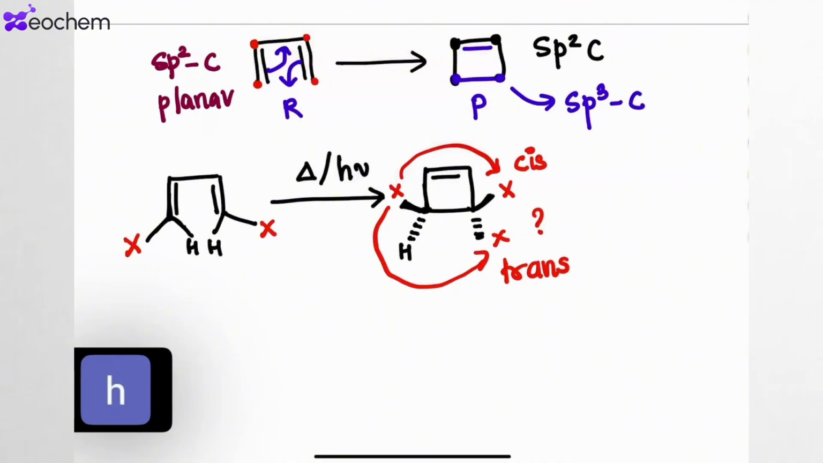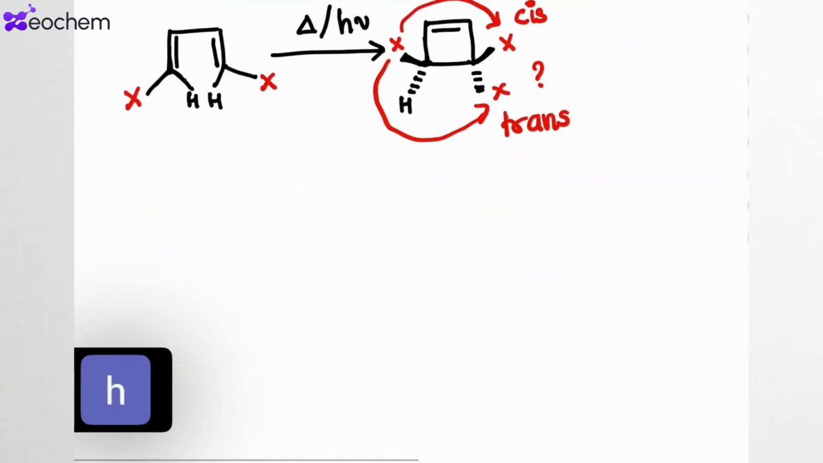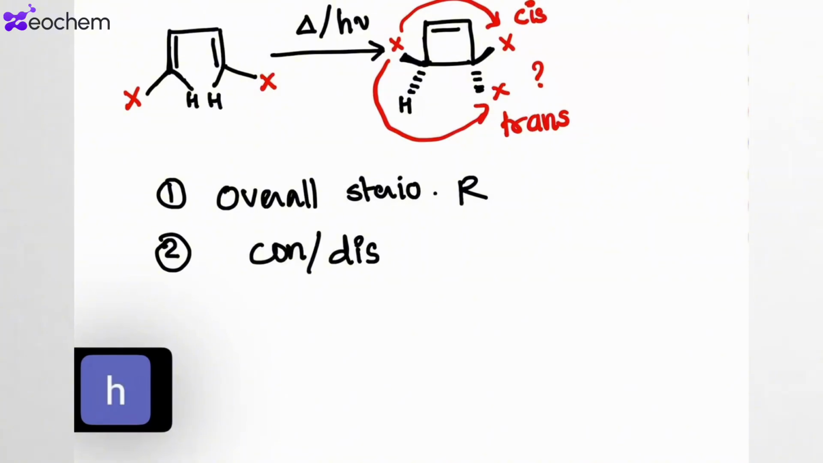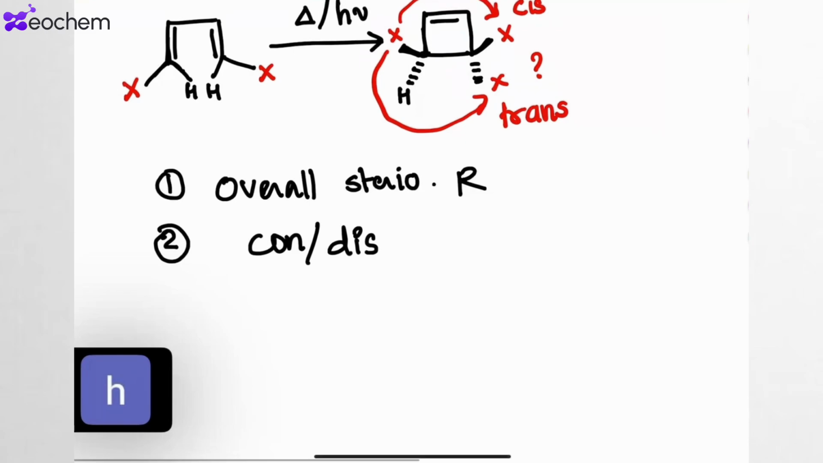So how to find the stereochemistry of the product? For this, it is a two-step process. First, we need to find the overall stereochemistry of the reactant. Second, we need to find, through the selection rule, cone or disc, which rotation is happening, using the Woodward-Hoffmann rule. By doing these two steps, we will get whether the cis product or the trans product is forming.